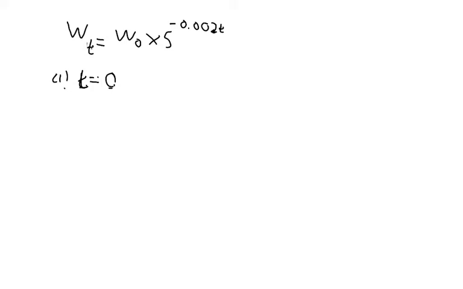All right. Now, if t equals 0, that means this t here is 0. So that means 5 to the power of 0, which is 1. So that means the initial W_0 is equal to W_0. That's the initial. All right, so that's the initial weight. So B.